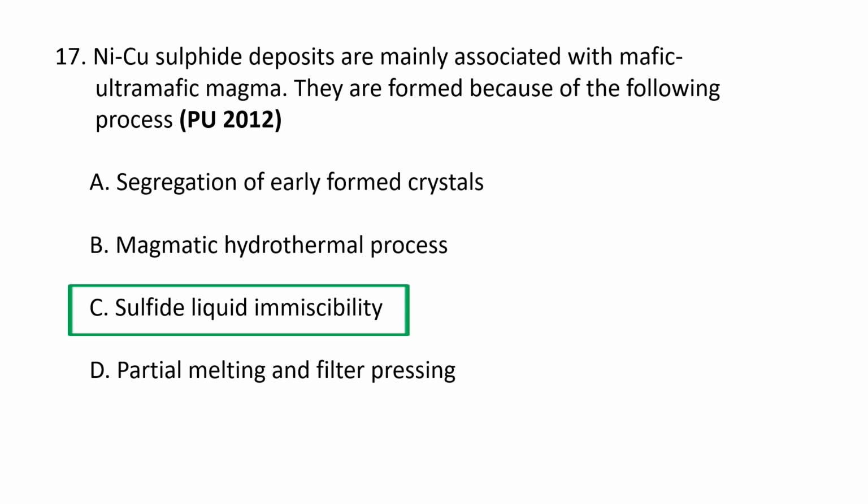The chalcophile nature of nickel and copper makes them strongly concentrated in sulfide liquids during the cooling and crystallization of these magmas. And this process leads to the segregation and accumulation of these sulfide rich liquids, forming the deposits we see today. So nickel copper sulfide deposits are associated with mafic ultramafic magma, and they are formed due to sulfide liquid immiscibility. C is the correct option.